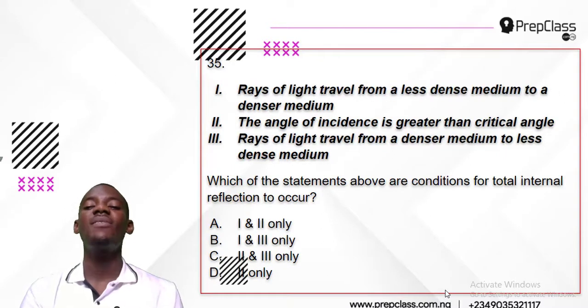Number 35 says a ray of light traveling from a less dense medium to a denser medium. The angle of incidence is greater than the critical angle. Ray of light traveling from a denser medium to less dense medium.